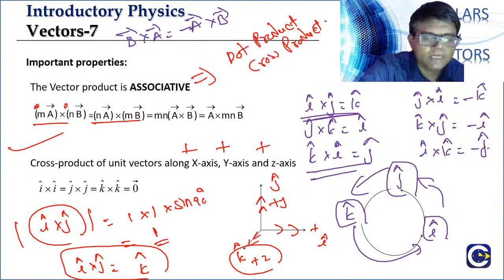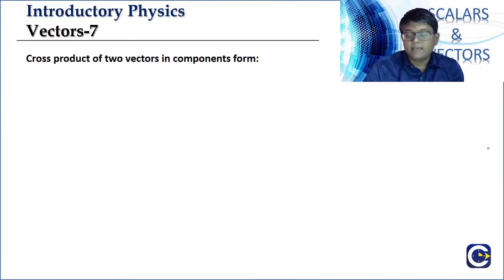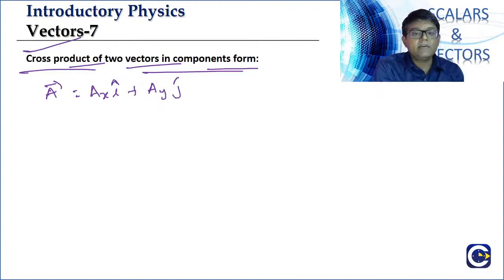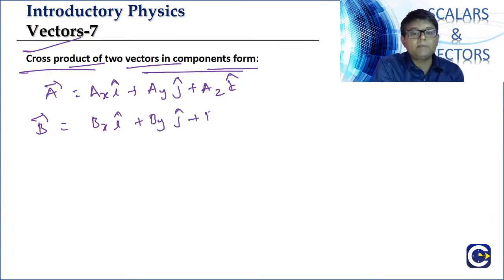Good. So let us move to the next one. Guys, this is the most important part of the entire discussion. What is it? Finding cross product of two vectors in the component form. Remember, we talked about the dot product. If you have two vectors, like a bar is equal to ax into I cap plus ay into j cap plus az into k cap. B bar is equal to what? Bx into I cap, by into j cap, bz into k cap. Like that we have two vectors which are in the component form.